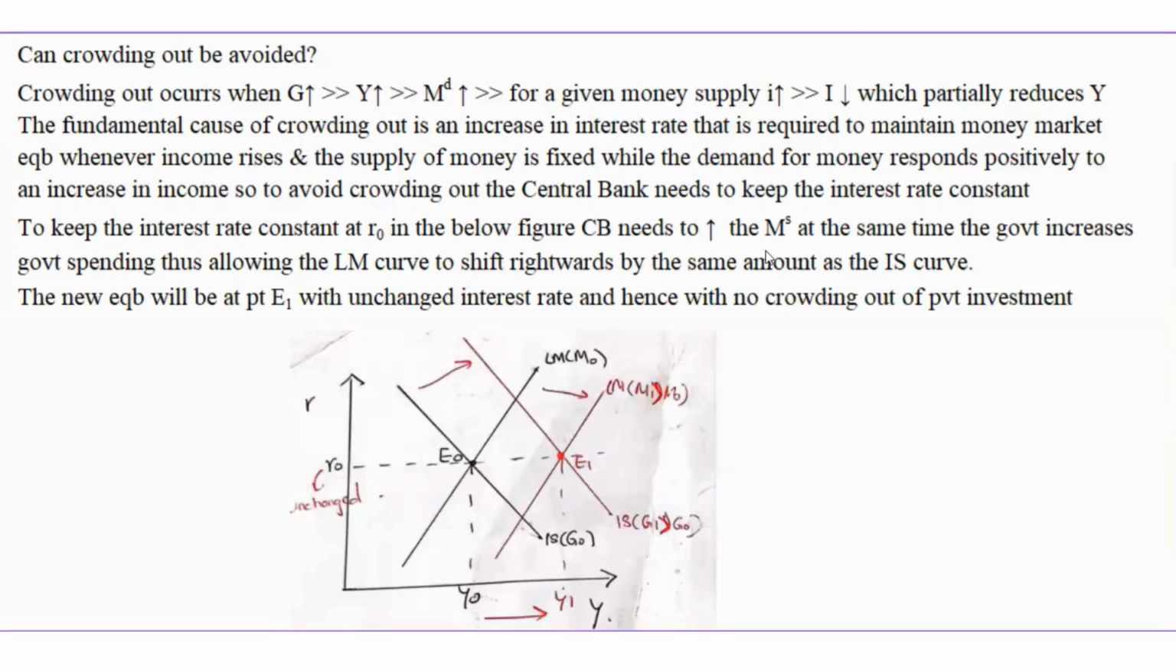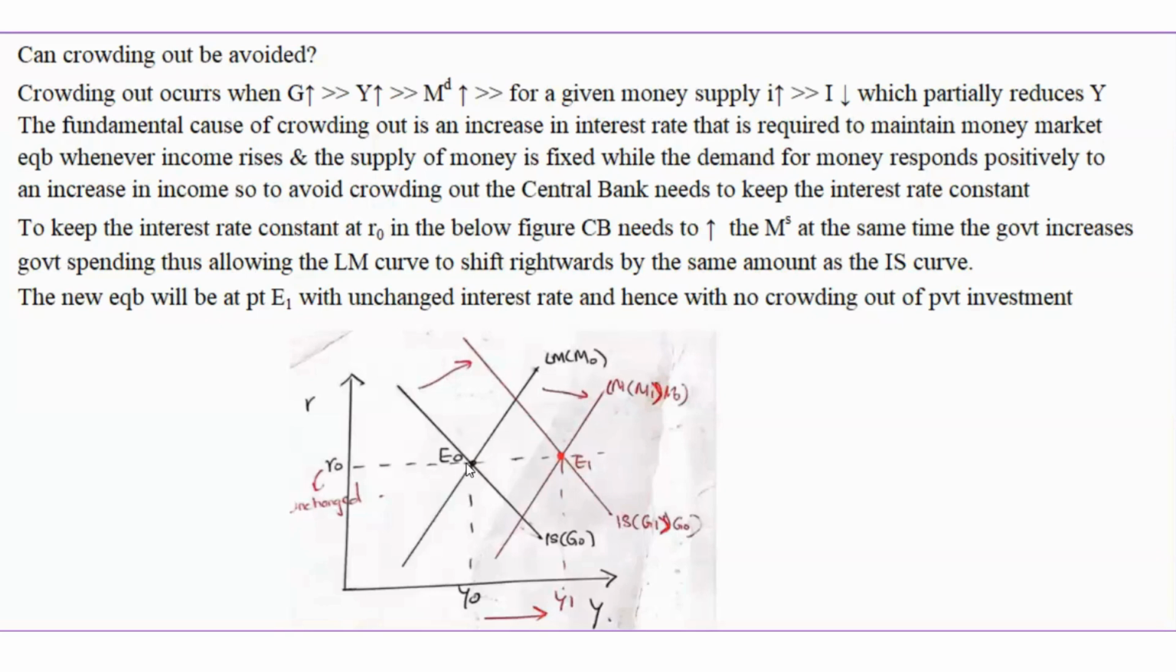So now to avoid crowding out, what the central bank needs to do is ensure that it keeps the interest rate constant. Say we're starting off at an interest rate R0. To keep the interest rate constant at R0, the central bank will increase the money supply. At the same time, the government increases government spending from G0 to G1. The central bank will increase the money supply from M0 to M1, such that the LM curve shifts rightwards by the same amount as the IS curve.